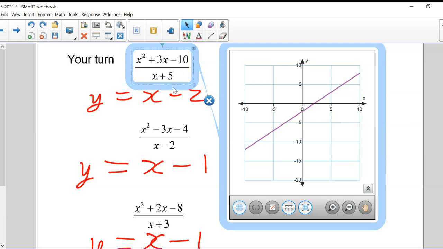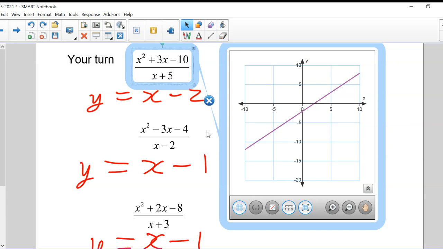X squared plus 3x minus 7 over x minus 5. Oh, that's interesting. How come this is a straight line? What's going on here? Can anybody tell me what's happening here? The top is factorable. Interesting. Because there is an x plus 5, it cancels out. So really what we have here is not an oblique asymptote at all. What we have is a straight line, which means that this has a hole in it when x is equal to minus 5, not an oblique asymptote.